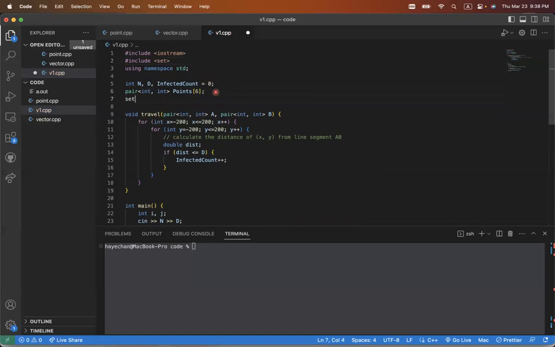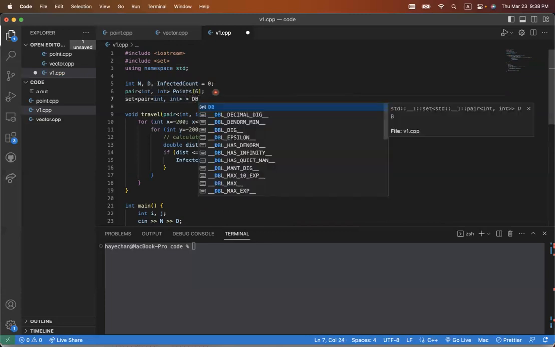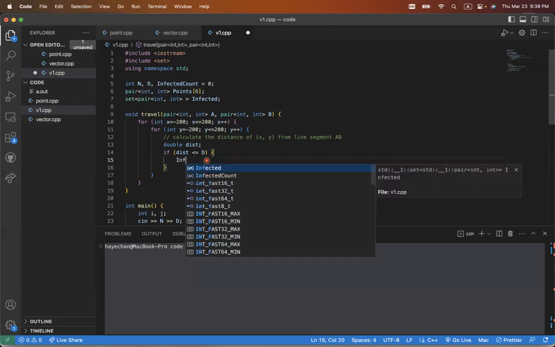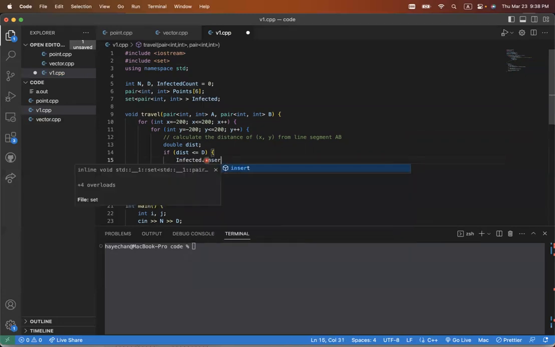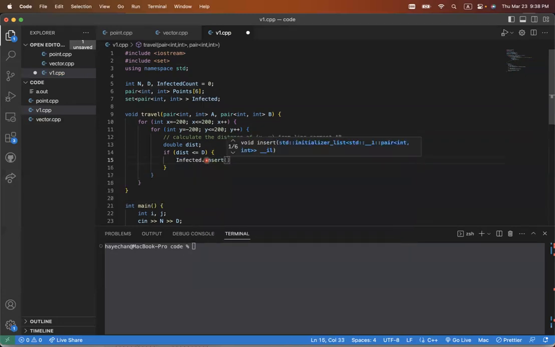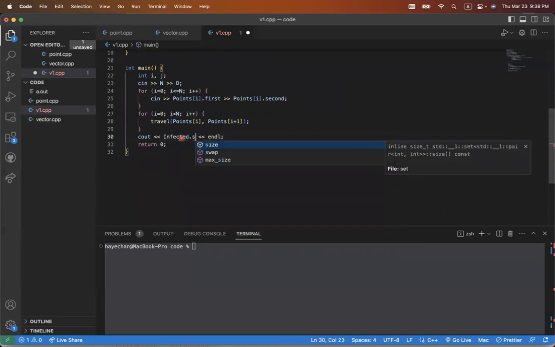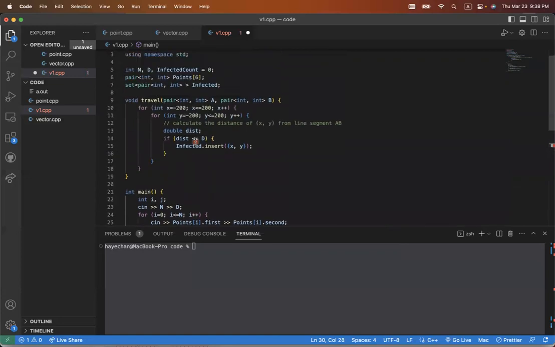So I like to just declare set. And it's going to be a set of 2D points. So it's going to be a set of pairs. And then let's call it infected. Okay, so every time, instead of adding 1 to the infected count, you would add that very point that you find infected to the database, like that. And so in the end, you just print the size of that set. That's the answer. So that's the main logic.